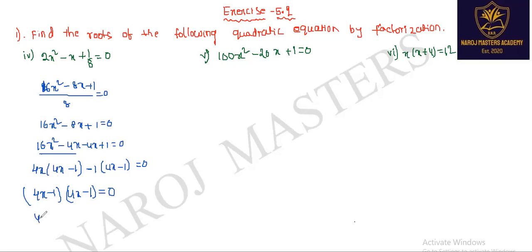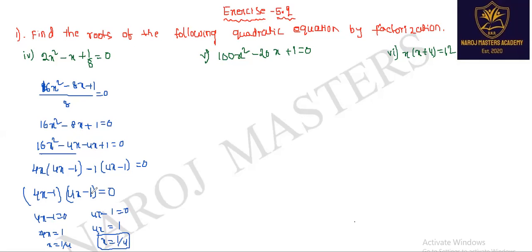Then what you will get? 4x minus 1 equal to 0. Then 4x equal to 1, x is equal to 1 by 4. Here also 4x minus 1 equal to 0. Then 4x equal to 1, x is equal to 1 by 4. Here we got both are equal roots.